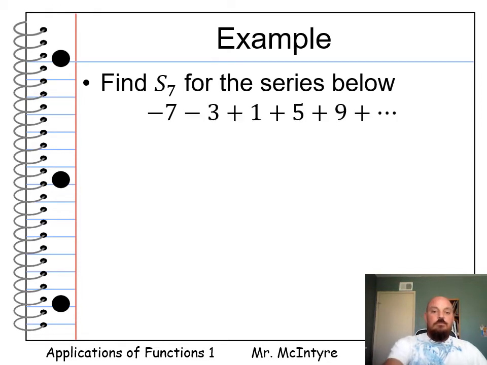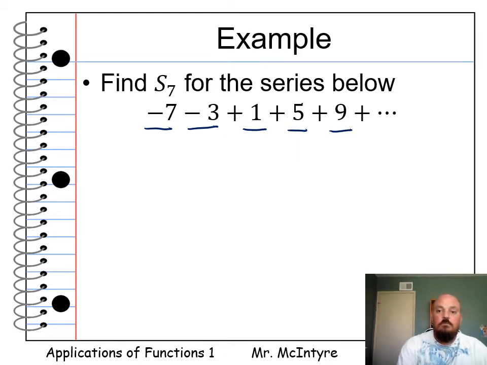So let's try one of those. Let's find S7 for this series. And remember, the first key is understanding what S7 is. You have to know the notation. When I say find S7, what I'm saying is add up the first 7 terms. Well, let's see how many we have. I have 1, 2, 3, 4, 5. That's not enough. I need 2 more. So let's write out at least 2 more.